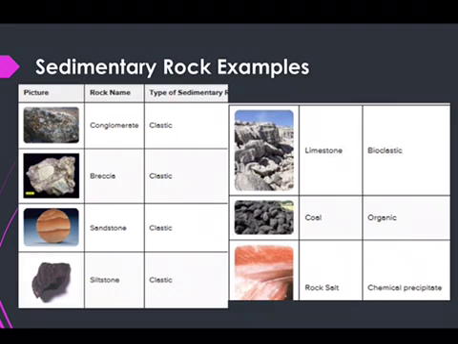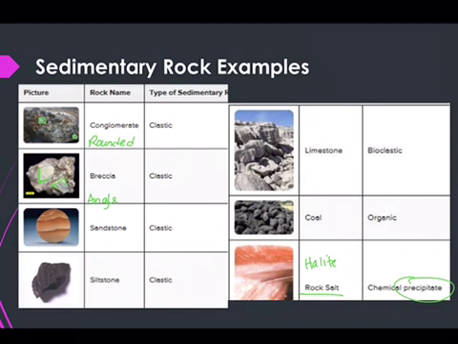So like I said, here are your pictures, your conglomerate. You can see each of these particles and notice how they have rounded edges, versus breccia where they're much more angled. See how they kind of seem like a square or a triangle. Sandstone again has sand-sized particles. Siltstone has silt-sized particles. And then we have our rock salt, or halite, and that's our precipitate.